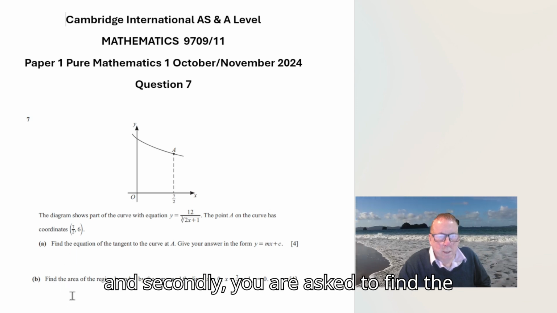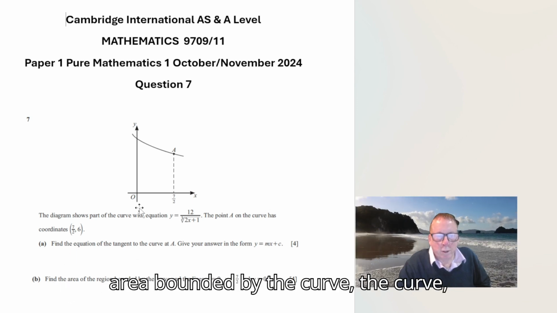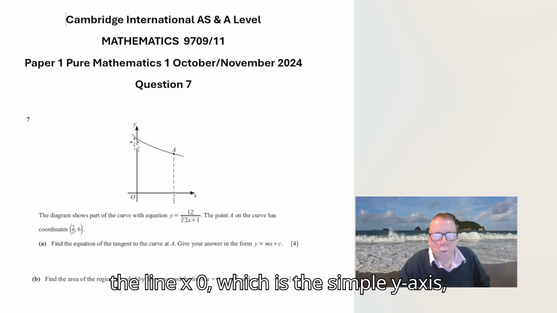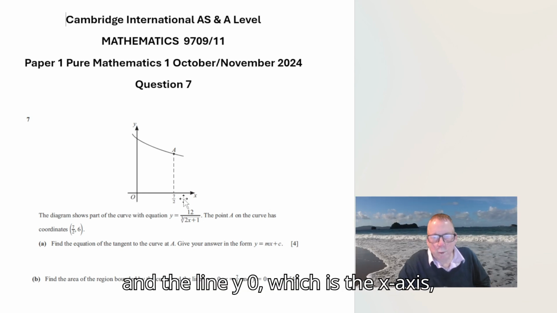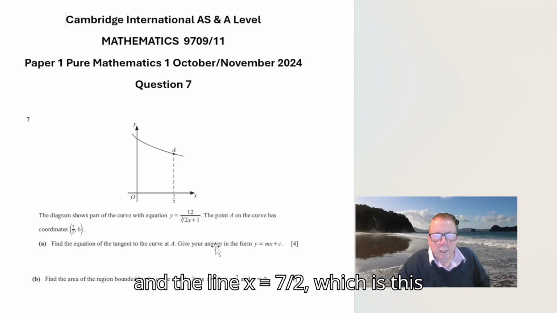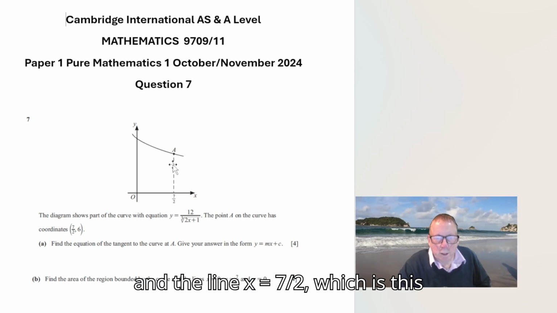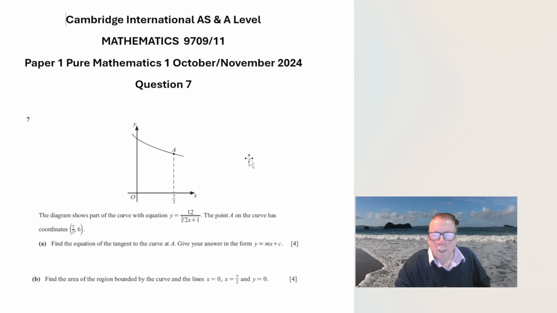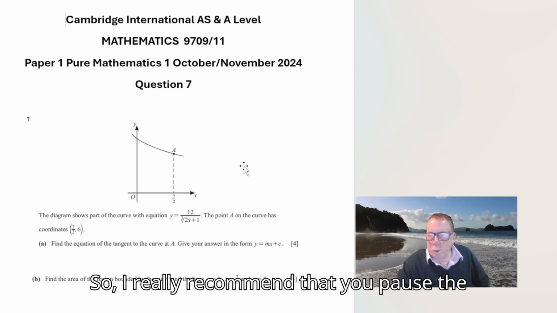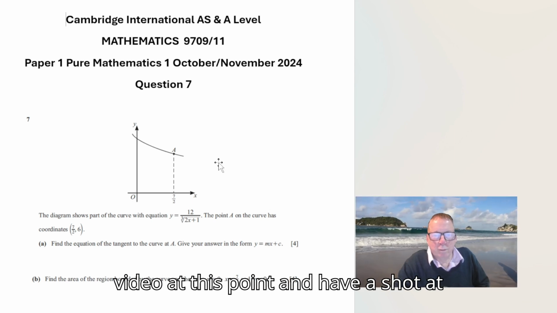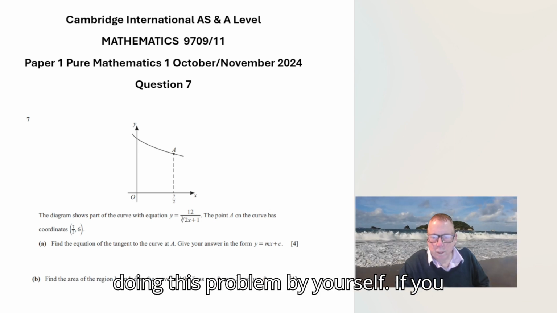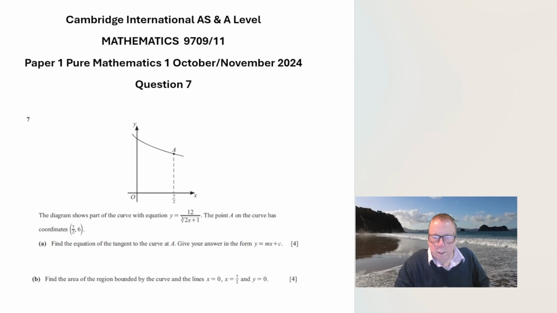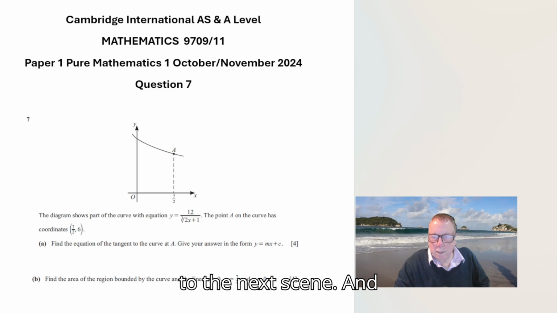And secondly, you are asked to find the area bounded by the curve, the line x equals 0, which is the y-axis, the line y equals 0, which is the x-axis, and the line x equals 7 over 2, which is this vertical line coming up from 7 over 2. So I really recommend that you pause the video at this point and have a shot at doing this problem by yourself. If you cannot solve it, then proceed to the next scene.